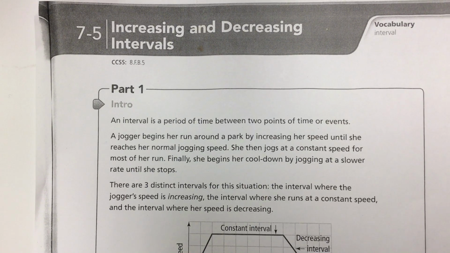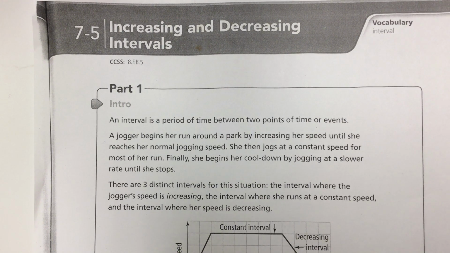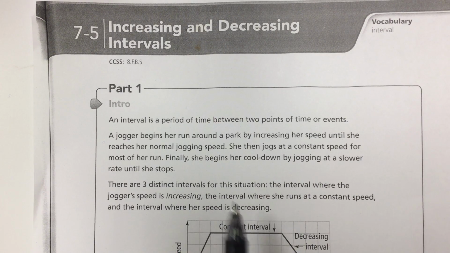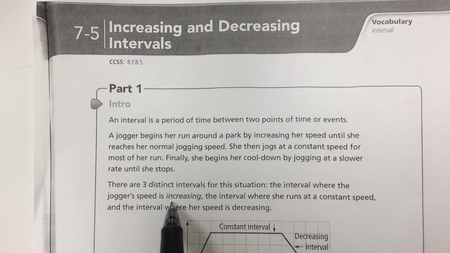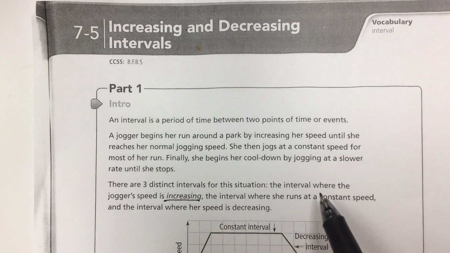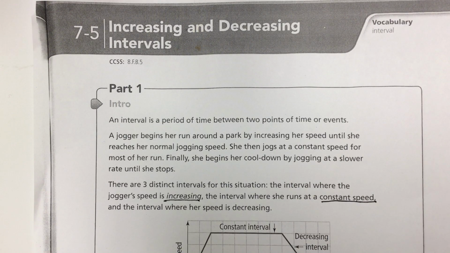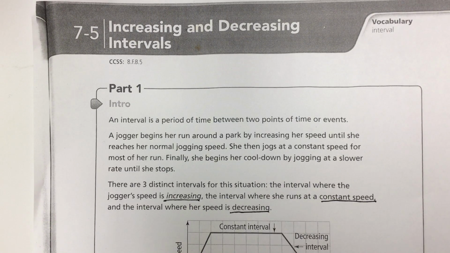The interval where the jogger's speed is increasing, the interval where she runs at a constant speed, and the interval where her speed is decreasing. Okay? So there's 3 distinct intervals. The interval where her speed is increasing, the interval where she runs at a constant speed, in other words, meaning the speed does not change, it stays the same, and then the interval where her speed is decreasing.